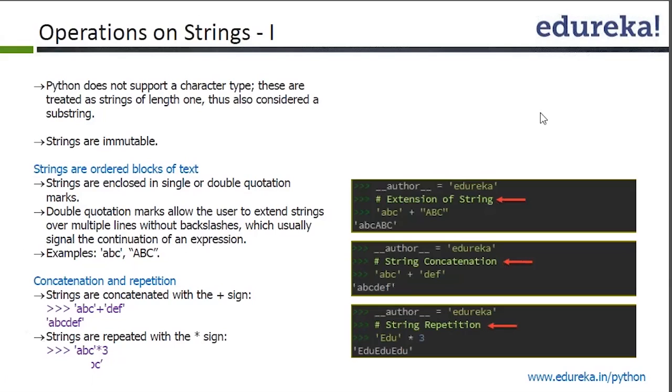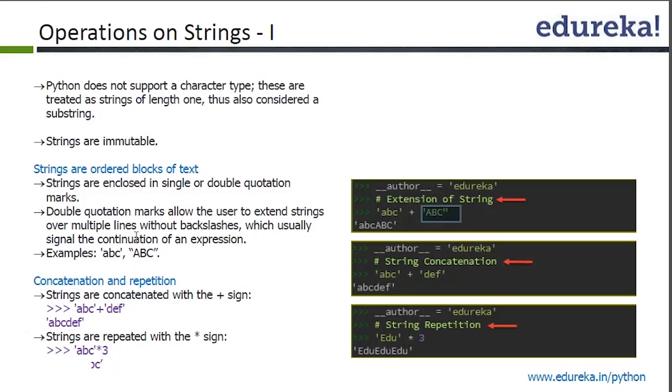So moving on, Python does not support the character type. These are treated as strings of length 1, thus considered a substring. Strings are immutable, you cannot change them, it's not mutable. Strings are ordered blocks of text, enclosed in single or double quotation marks. If you see, this is a string here, ABC, or in double quotation ABC. They're all enclosed within either single quotes or double quotes.